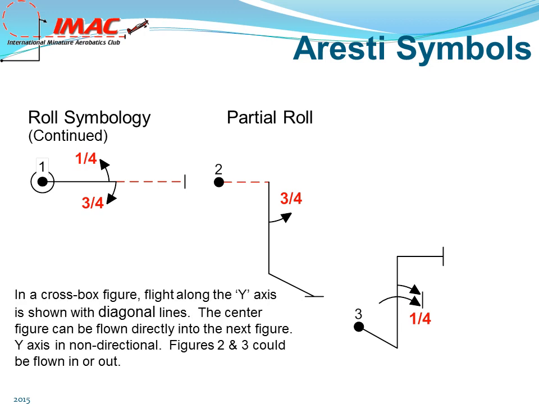In a crossbox figure, flight along the y-axis is shown with diagonal lines. The center figure, Figure 2, can be flown directly into the next figure. The y-axis is non-directional. Figures 2 and 3 could be flown in or out.